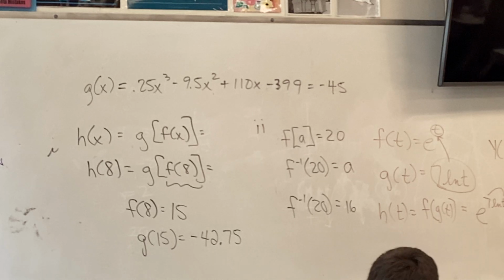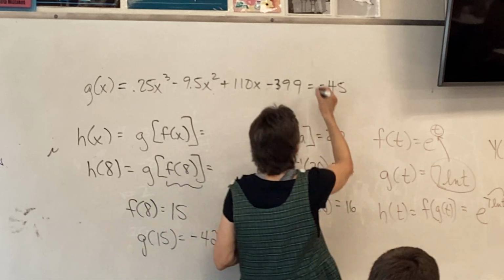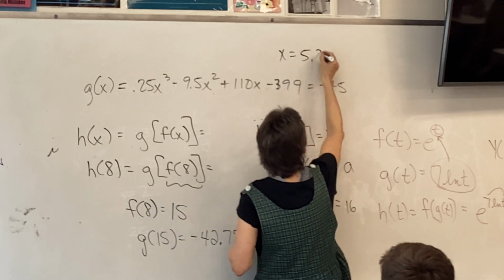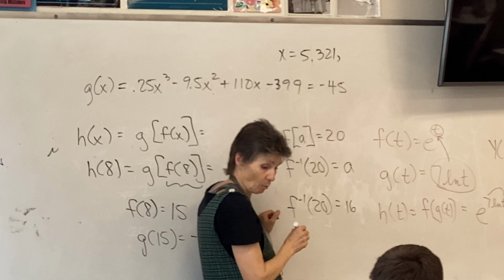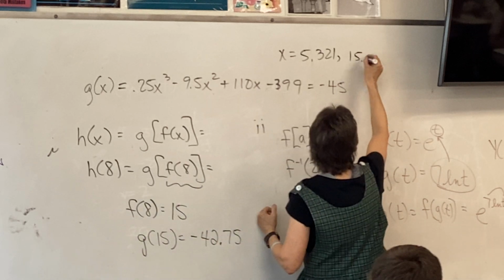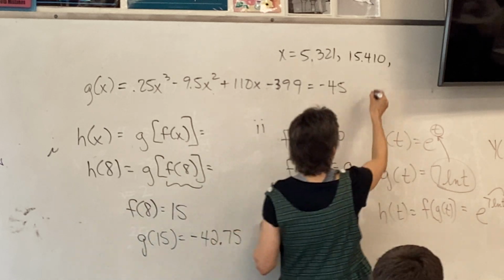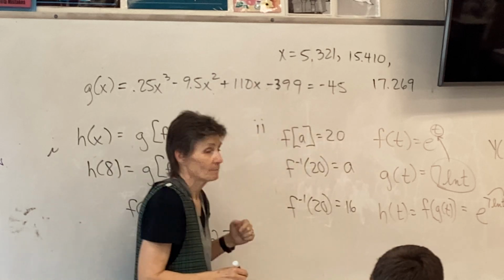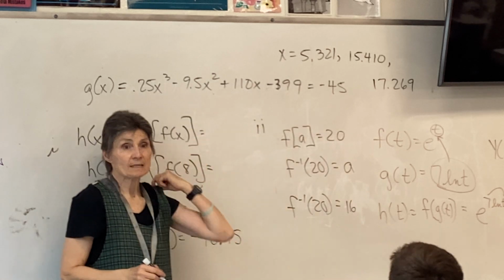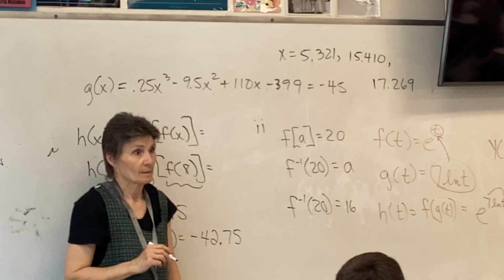All right, did you find them? I'll tell you what I got. I got 5.321, 15.410, and 17.269. Can anybody confirm those? Yeah. We are rounding to the nearest thousandth or more.